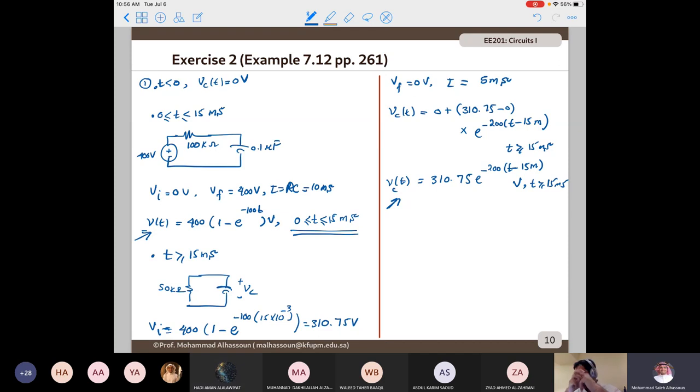Omar? So, Doctor, if it keeps charging forever, it's going to be the same as the voltage of the battery, right? Yes. Okay, thank you.